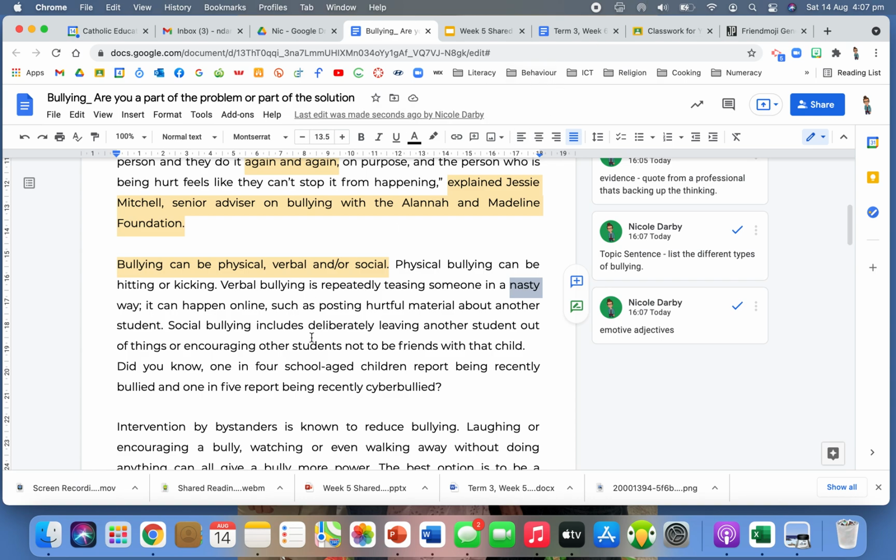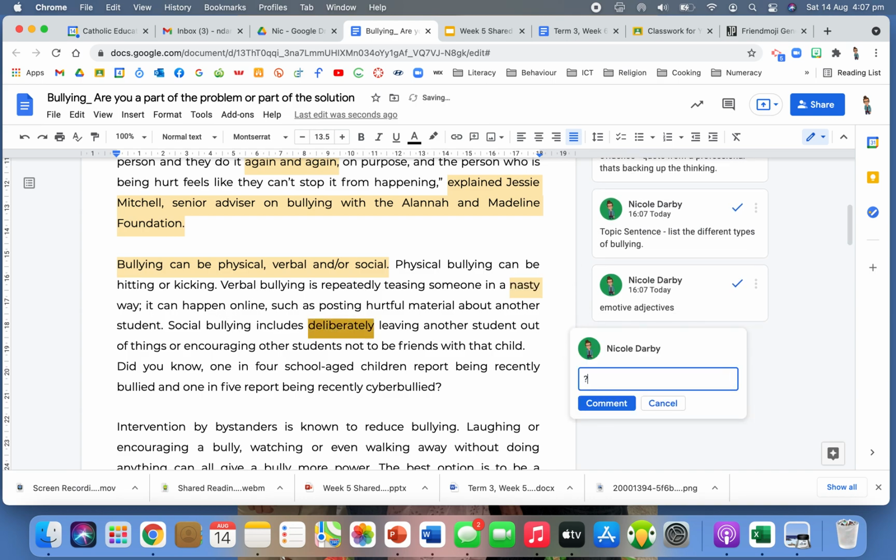So here we go. I think about coming up to here, this word deliberately. What do you think the purpose is of using that word deliberately in that sentence? It's actually an adverb, and it's giving me some more information about the word leaving, which is the verb. I could just say it includes leaving another student out, but that word deliberately is telling me how it's being done. So it's being done on purpose. It's being done deliberately. So having that word in there is really essential.